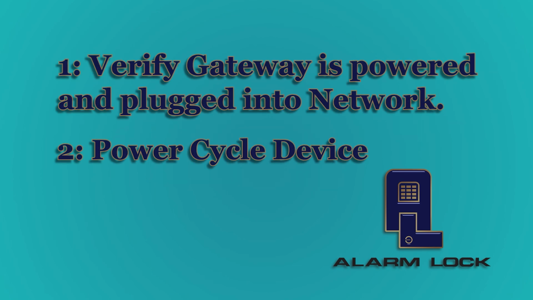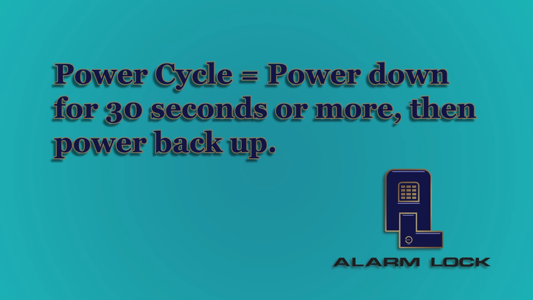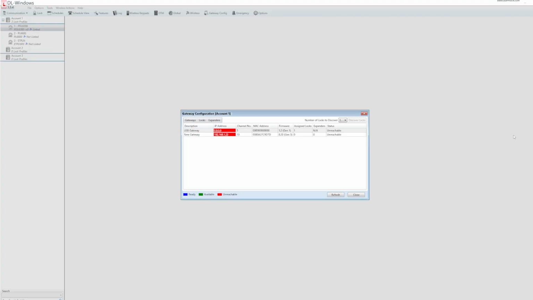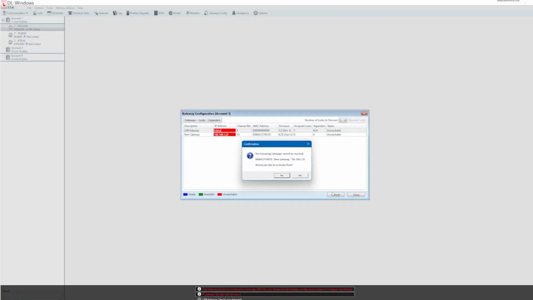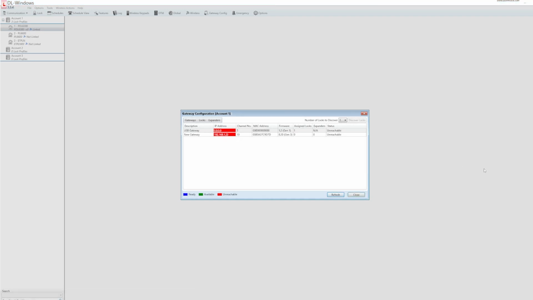The first thing you want to do is verify that the gateway in question is powered up and plugged into the network. Get eyes on the device, and if it's powered up and plugged in, then power cycle it. When I say power cycle, I mean power down the device for 30 seconds or more and then power it back up. After power cycling the device, refresh your gateway's config and see if it goes back to blue. If it doesn't, move to the next step.